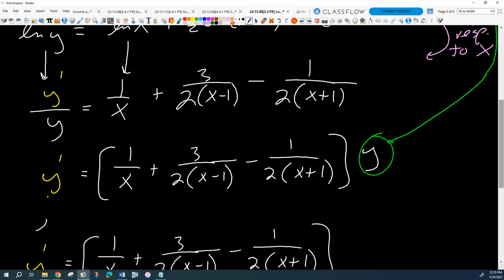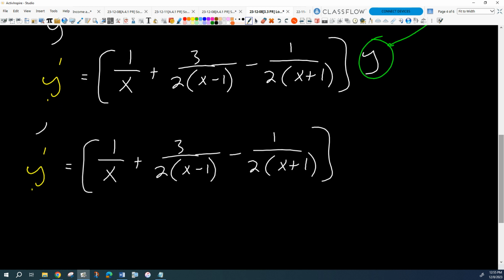Right? And what's that give us? Well, we can see what it was. It was x times x minus 1 divided by square root x plus 1. There's my answer. Done. That's pretty cool, right? That made that so much easier. That would have been a lot of work if we hadn't used logarithmic differentiation there.